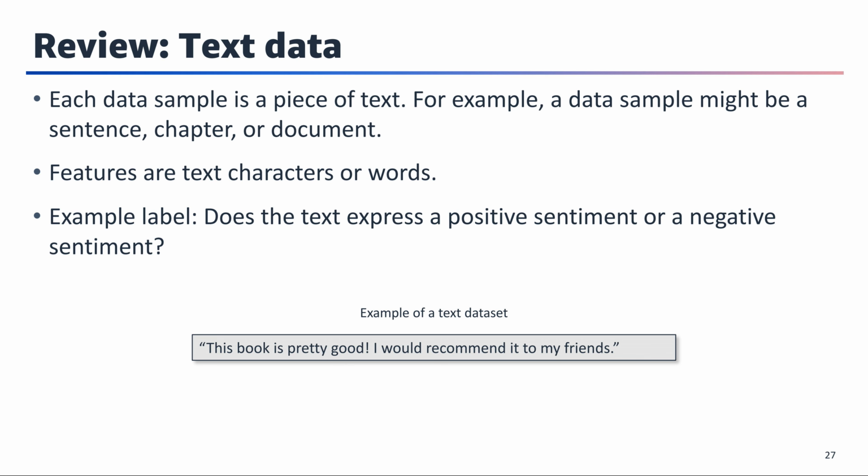The last type of data that is commonly used in ML is text data. Each data sample is a piece of text. It might be a sentence, chapter, or document. The features are text characters or words. An example label is if the text expresses a positive or a negative sentiment. In the example on the slide, which reads, "This book is pretty good. I would recommend it to my friends," there is a positive sentiment.